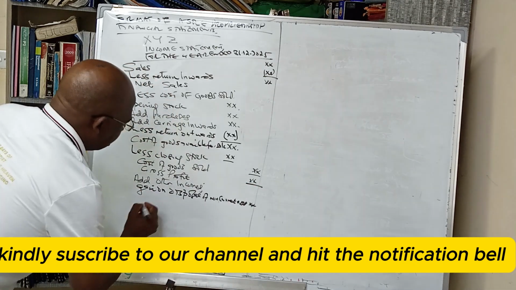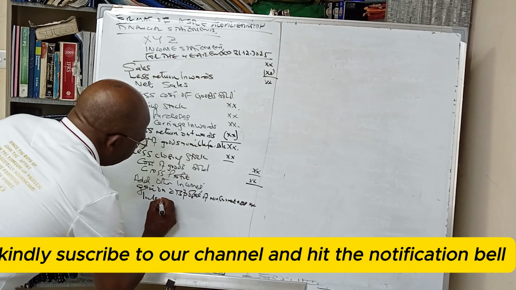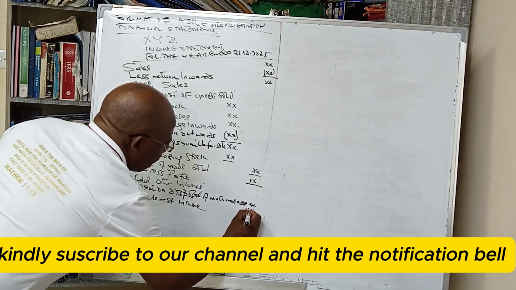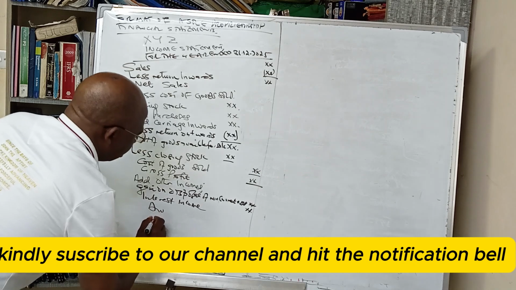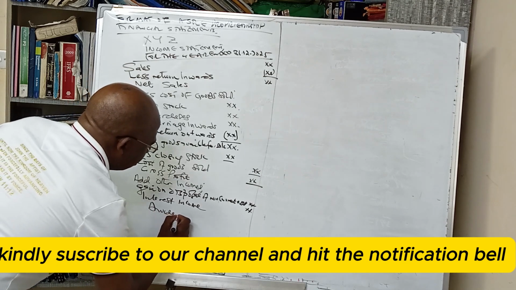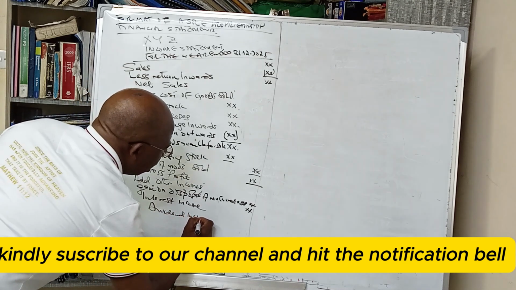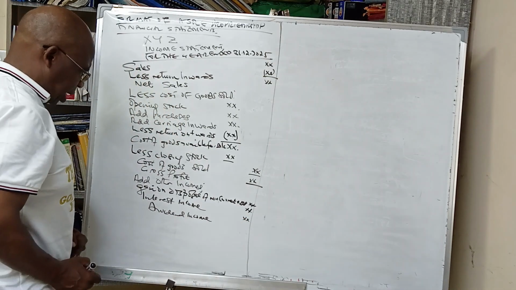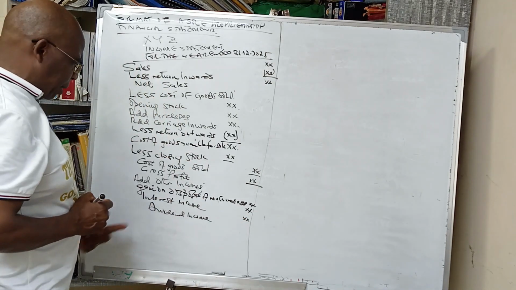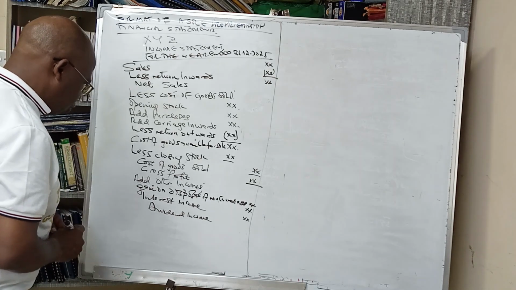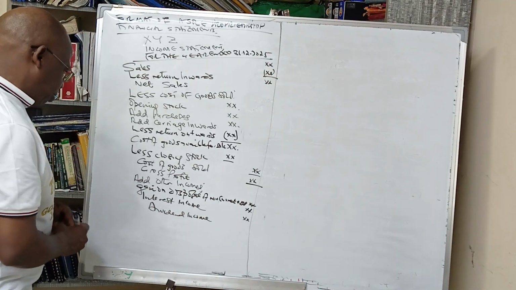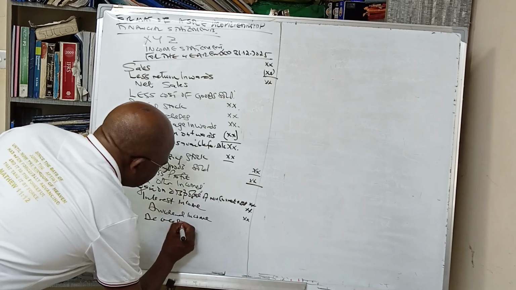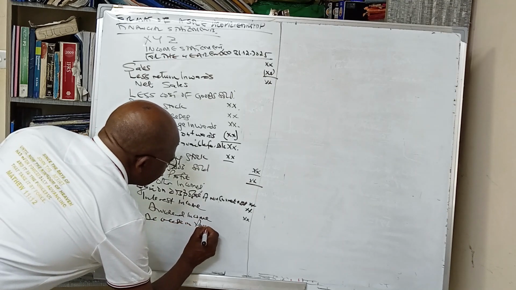Things like interest income, things like dividend income. Maybe we bought shares in a company and they are giving us dividends, or we had bought debentures in a company and they are giving us interest. So we add interest income, dividend income, and then decrease in provision for doubtful debts.